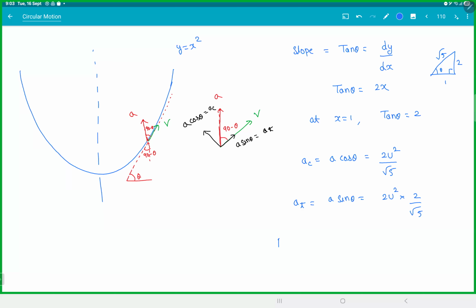And what is your radius of curvature? Radius of curvature is v square by a centripetal. So that is the reason you need the speed v, because you need the full speed. What is the full speed? Root 5 u, whole square, and a centripetal is 2u square by root 5. u square goes off. You end up with 5 root 5 by 2. That's your radius of curvature. Check your steps.